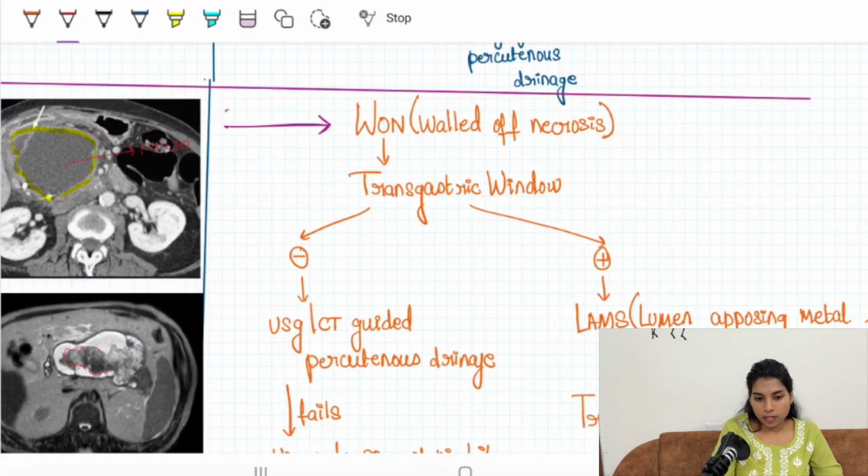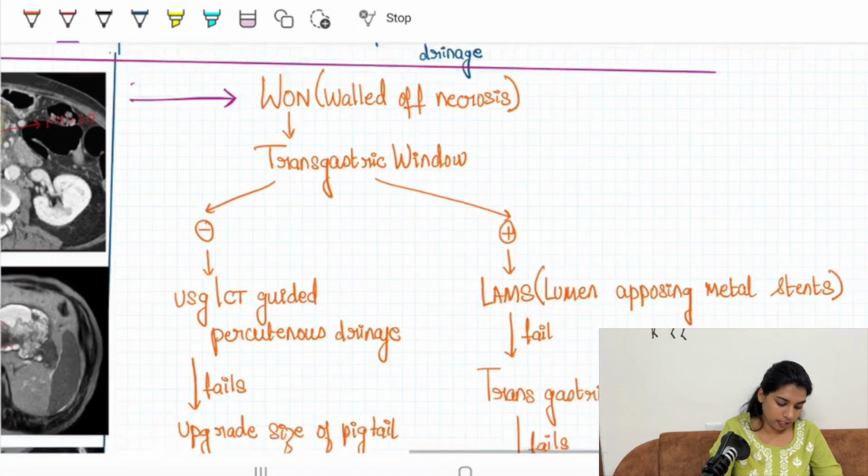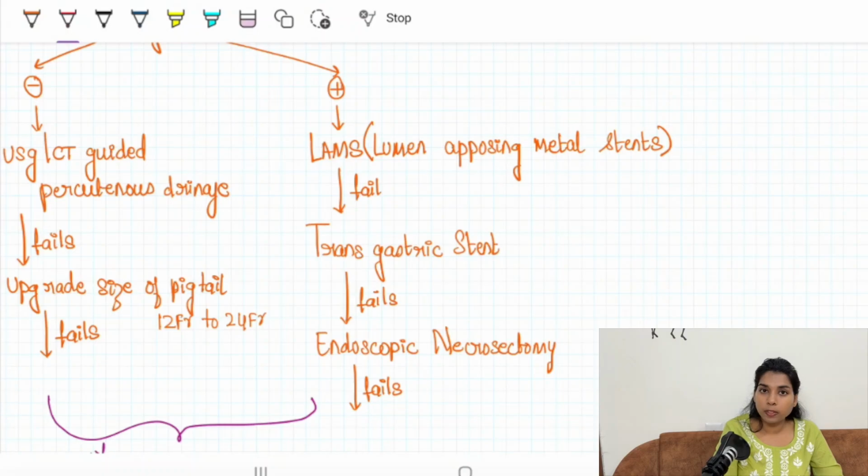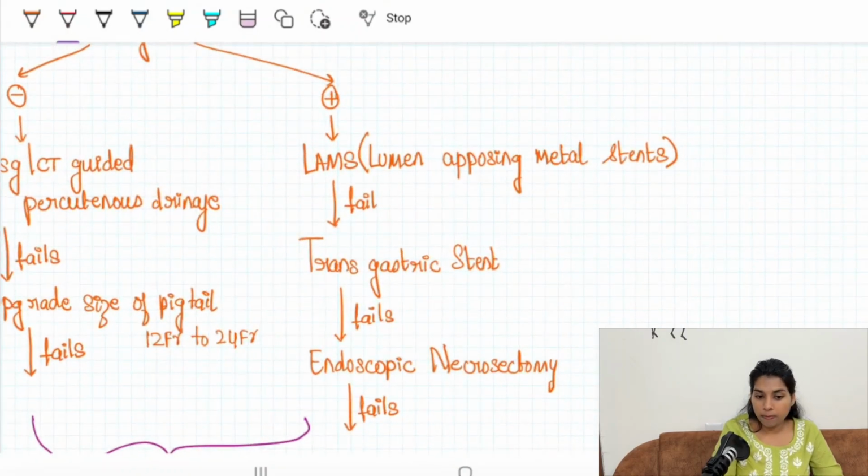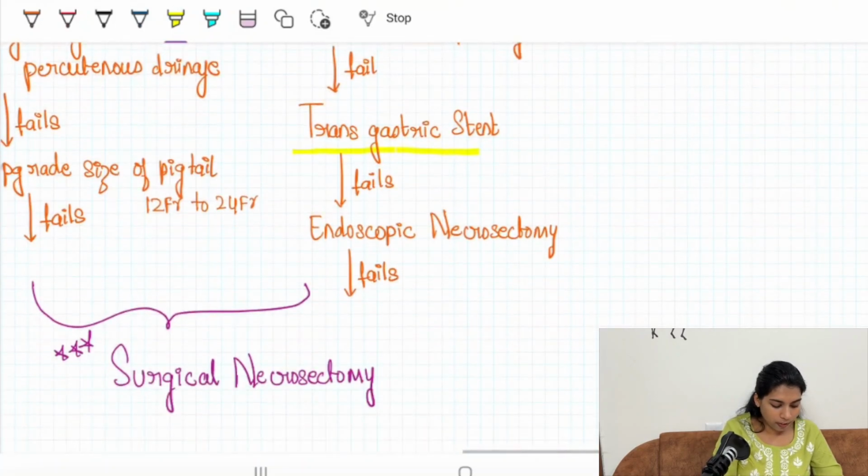Once you see a walled off necrosis, you have to mention to the clinician whether there is a transgastric window. What do we mean by it? Is there a close proximity between the collection and the stomach? If a transgastric window is present, we'll treat it similar to a pseudocyst. You can go ahead with a LAMS. If that fails, we can do transgastric stenting. If that also fails, instead of doing a cystogastrostomy, we do here something called endoscopic necrosectomy. If that also fails, we do a surgical necrosectomy.